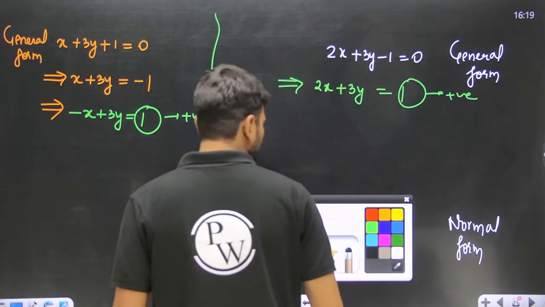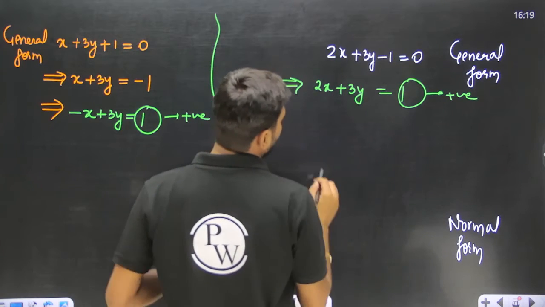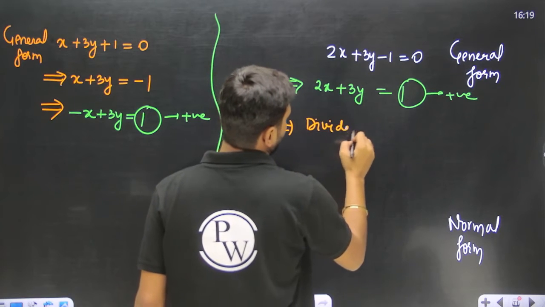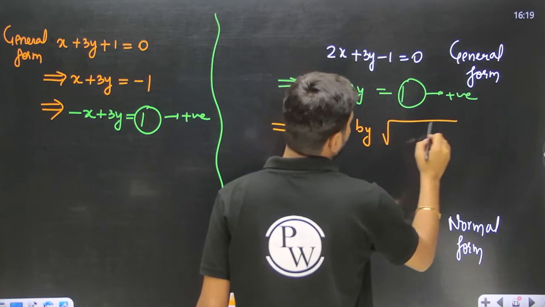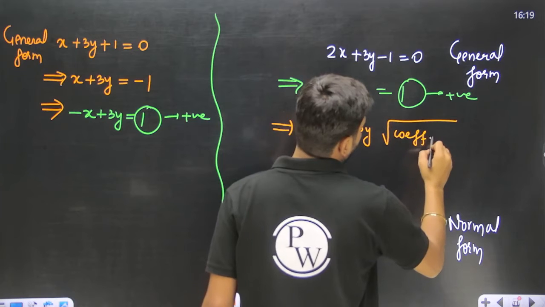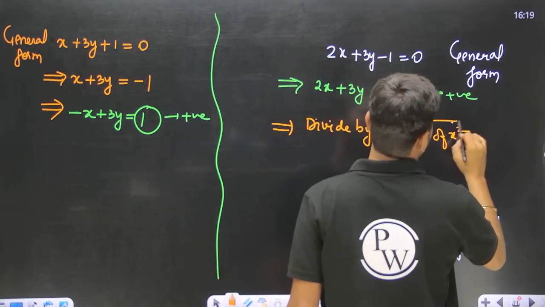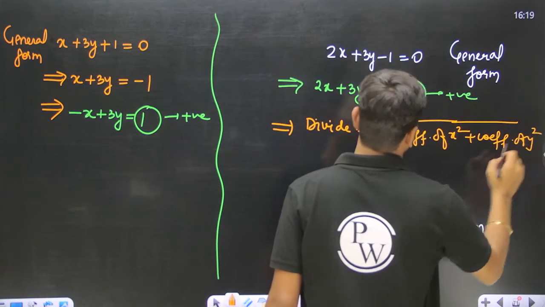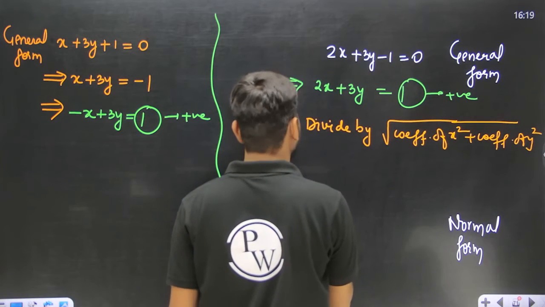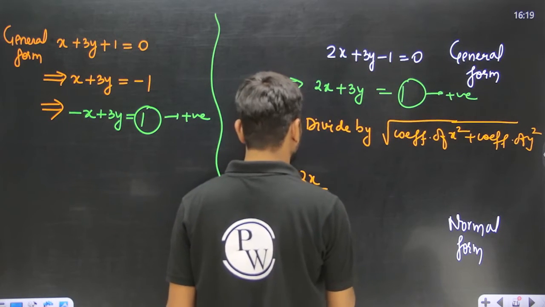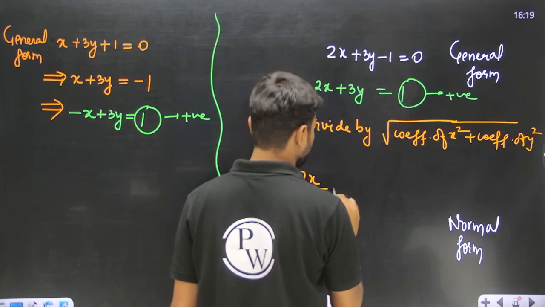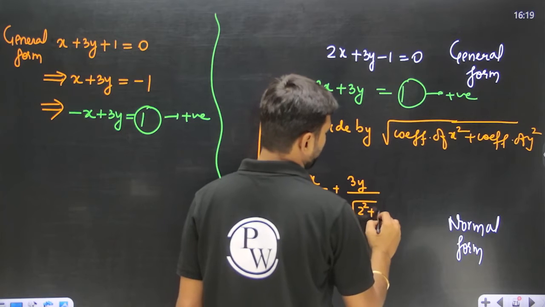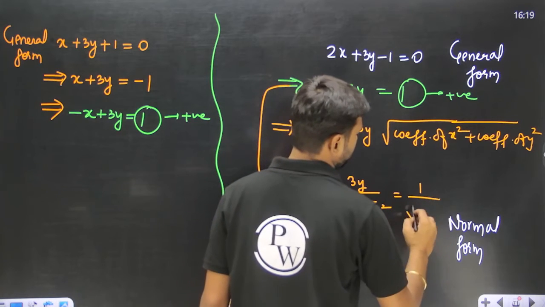Then the moment it has become positive, what we do is we divide by under root of coefficient of x square plus coefficient of y square. So that means we take this straight line and we divide this by under root 2 square plus 3 square on both the sides.